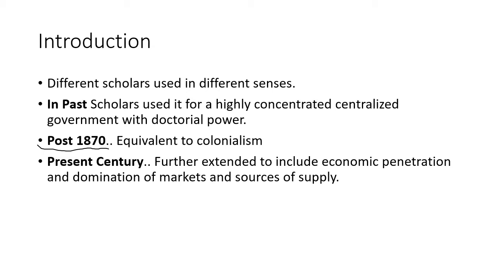So in the present century, imperialism means when a state is involved in the economic decisions of another state, we call it imperialism. In the past, it was a direct type of imperialism, when one state was directly ruling another state. In the present century, imperialism has become more subtle and more sophisticated, when one state controls the economic and political decisions of another state.